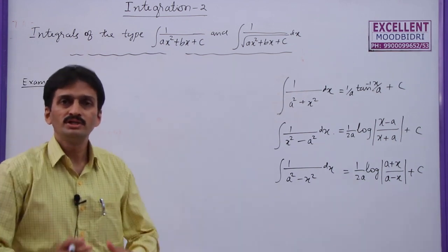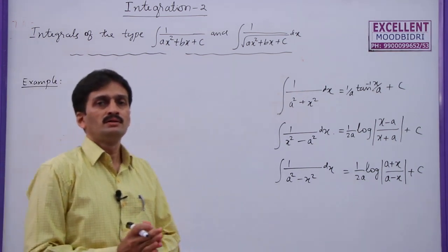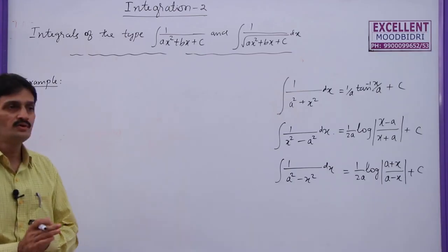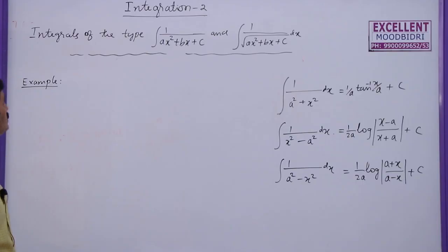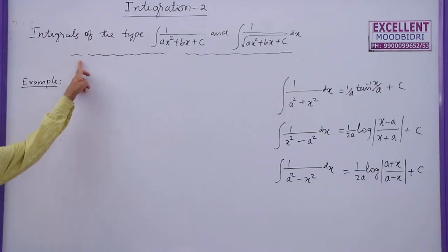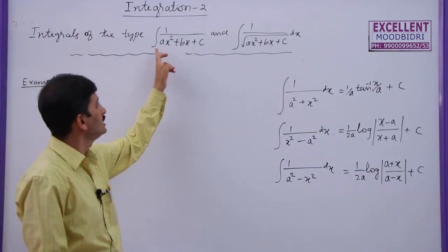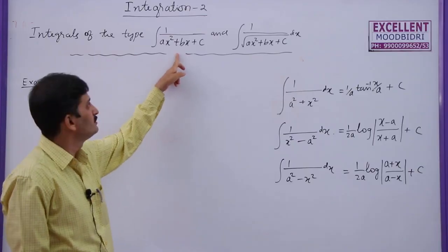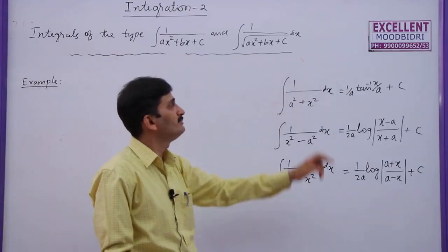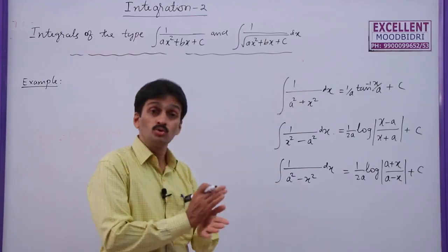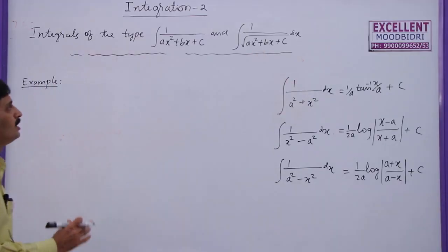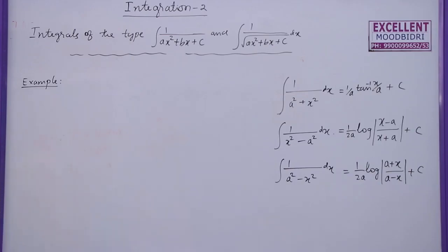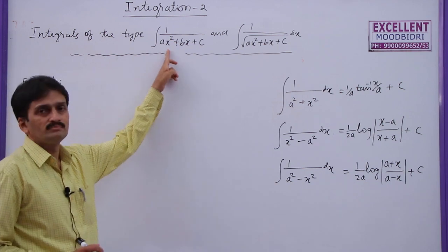Okay, so dear students, today I am going to discuss a few more topics on integration. Let us see integrals of the type integral of 1 by ax square plus bx plus c and integral of 1 by square root of ax square plus bx plus c. Okay, how to solve this integral? Here the method is, first you have to complete the square.